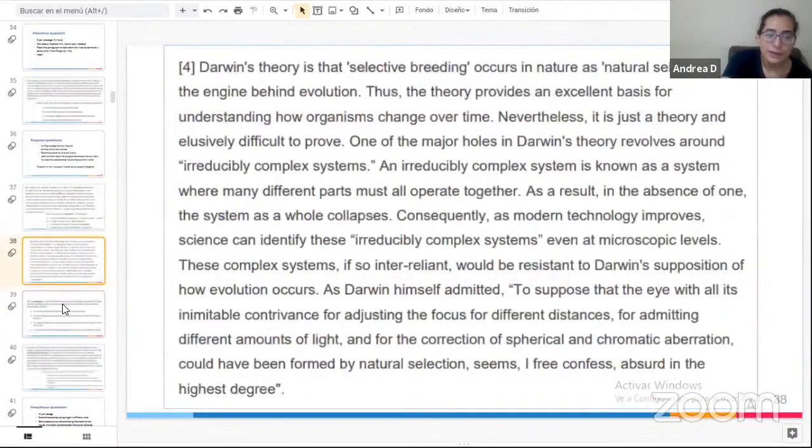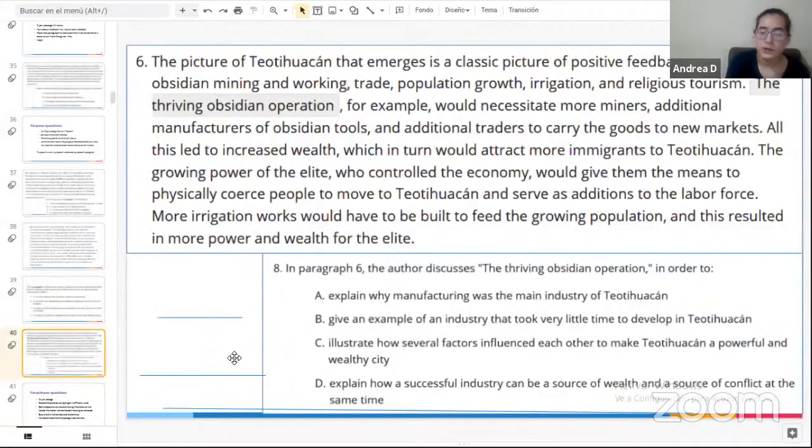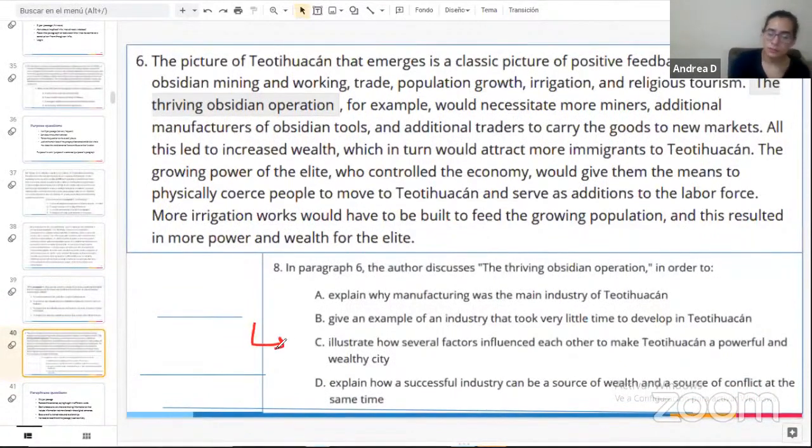So let's look at an example. We have this one here. Could anyone please read the question?